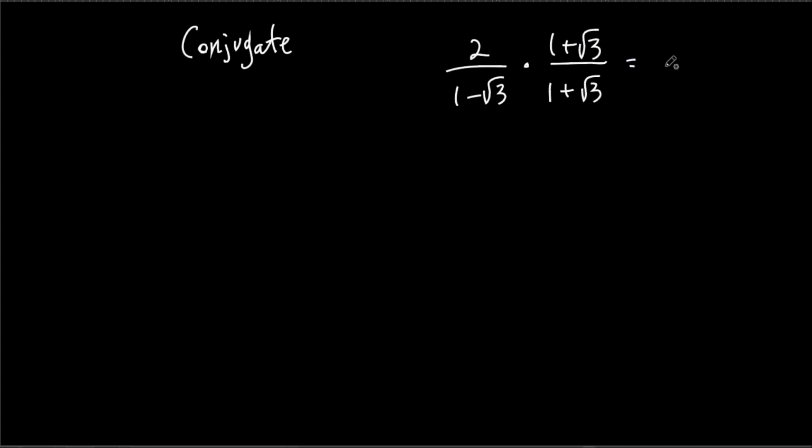The reason we multiplied this by its conjugate is to get rid of the square root. Let's do some FOIL on this. 1 times 1 is 1. The outside would be plus the square root of 3. The inside would be minus the square root of 3. Then the last would be minus the square root of 3 times the square root of 3, which is 3. Those add up to 0. 1 minus 3 is negative 2. So we took the denominator that had a square root, multiplied it by its conjugate, and that got rid of the square root.